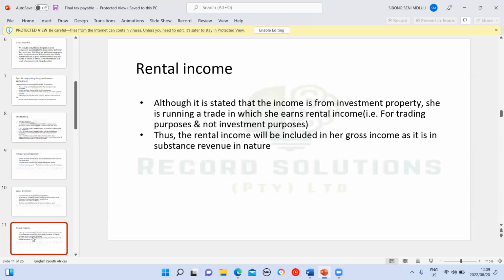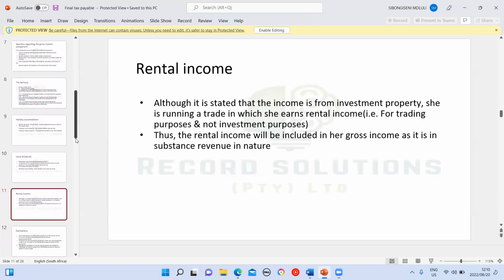So the key thing here is the rental income. If they receive rental income, you know that it's for trade purposes. But if they just hold it for capital appreciation in terms of the value of the property, you know that it's capital in nature, and as a result it won't be included in the gross income definition unless there's a specific paragraph under the definition that specifically includes it. But I spoke about that earlier, where fringe benefits and amounts received from employers are included as per the paragraph. So let's move on.